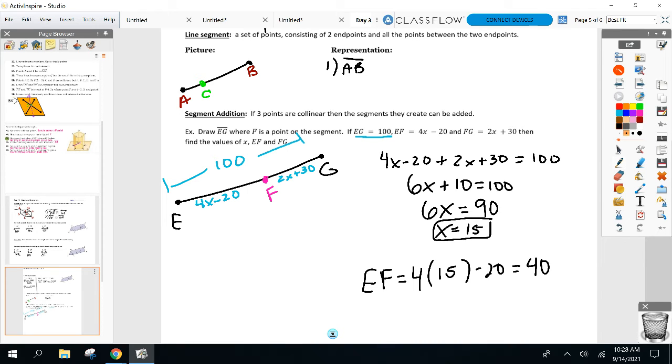I'm asking for the length of FG. Now, you don't have to plug it in. You can know that the whole thing's 100, other part's 60. A couple different ways you could find it. You could plug it in, but you don't have to. And then FG is going to be 60 units long. Perfect. A little algebra for you.